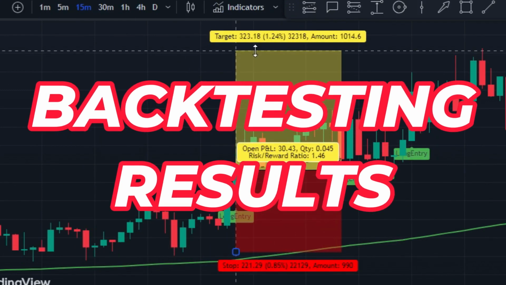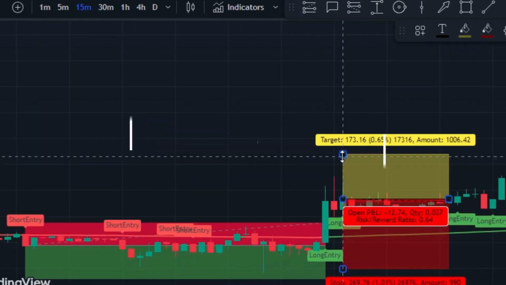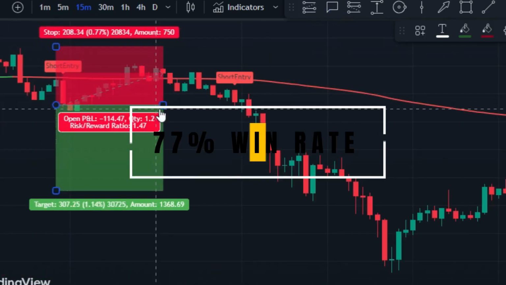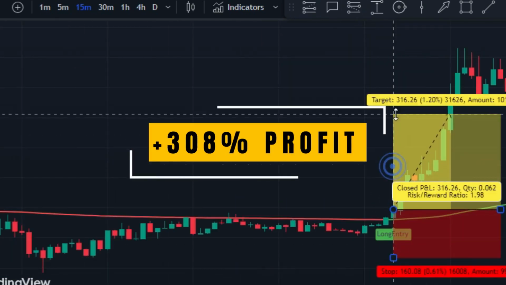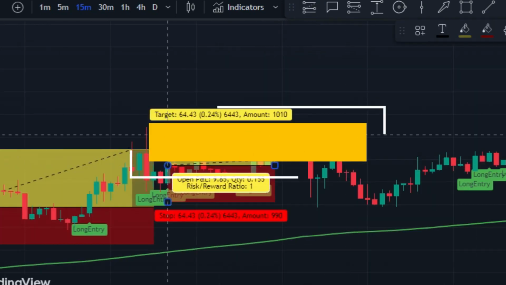Are you ready to see our strategy rock the market? We tested it on 100 trades over 15 weeks, and the results are mind-blowing. How about the 77% win rate and the whopping 308% profit? And guess what? Out of those 100 trades, we nailed 6 wins in a row and only had 3 losses in a row.